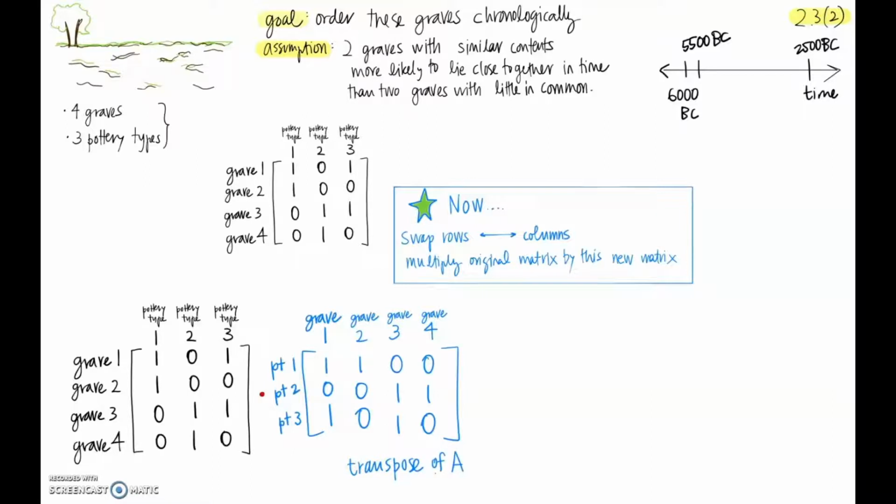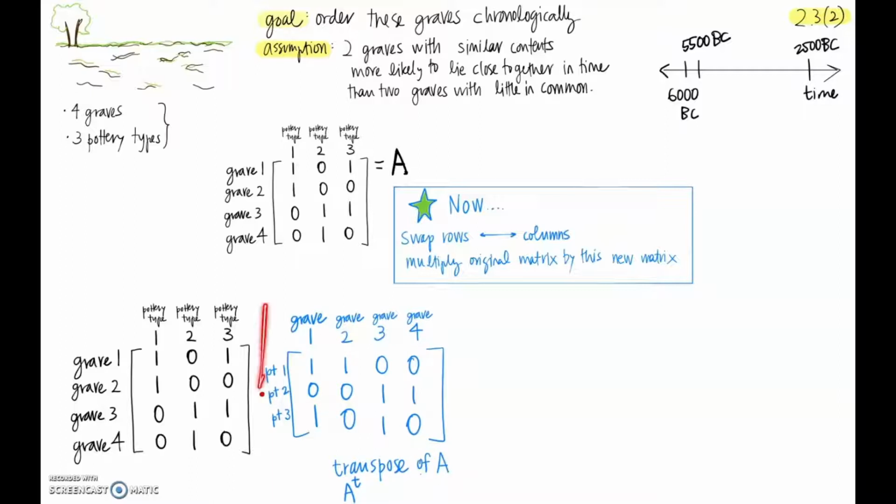Wait, did we ever call it A? Okay, let's go back and call it A. So we'll call this matrix A, and this is now the transpose of A when you swap rows and columns. And the notation when you're talking about the transpose of A is A with a little t up here. Let's do A with a little t right there. That tells us we're talking about the transpose of A.